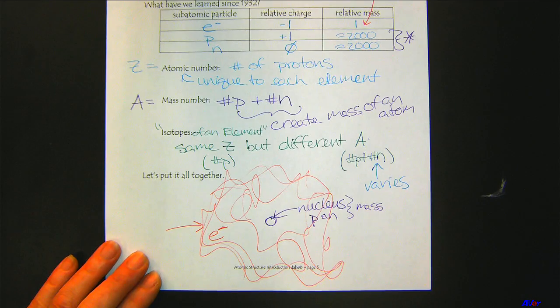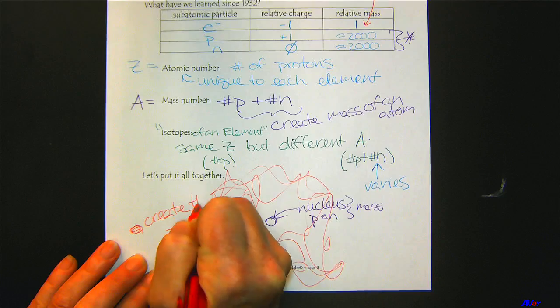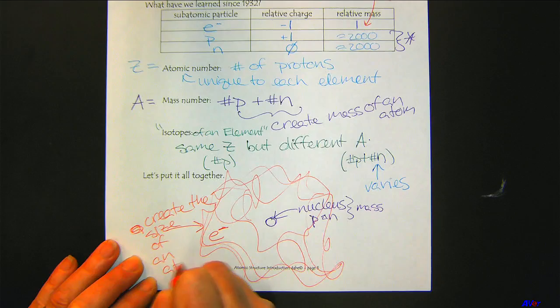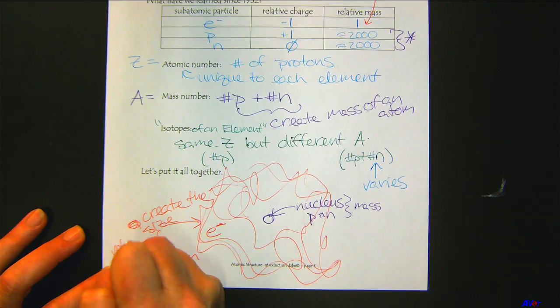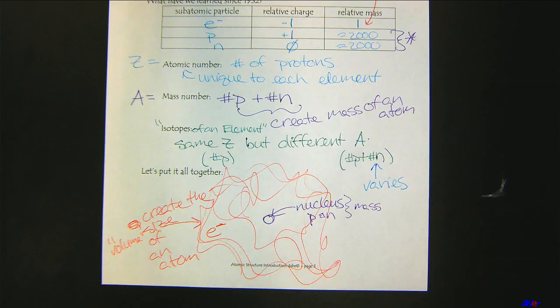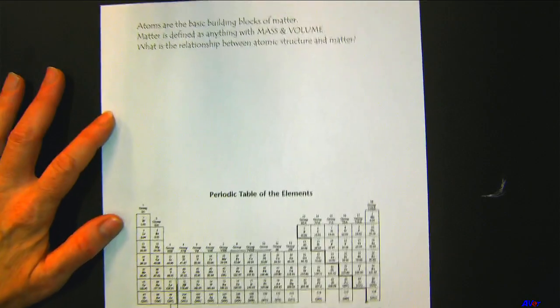So what do the electrons do? They create the size. That might feel like the volume. You could think of it as the volume as well. So when we think about matter, we're thinking about mass and volume, and we want to link that to our atomic structure. So let's look at that on the next page. Let's bridge this together and link the microscopic and the macroscopic.